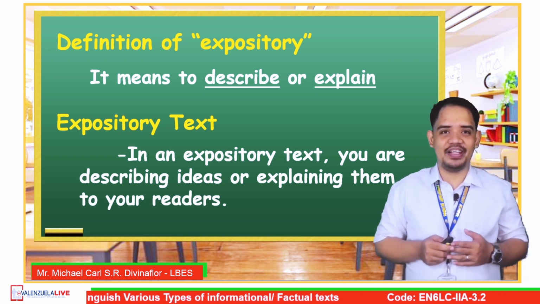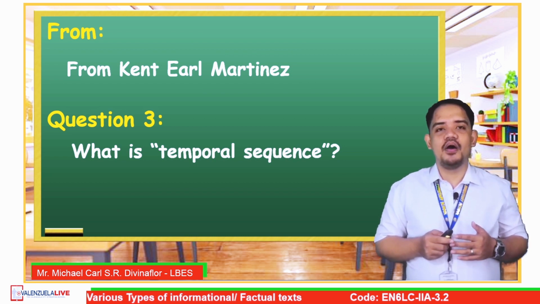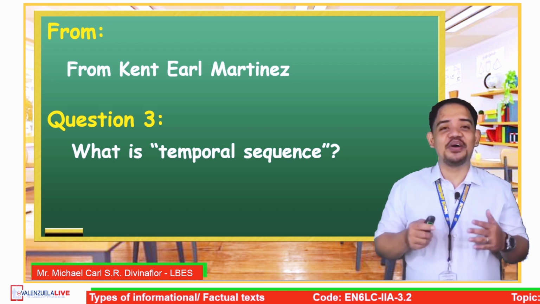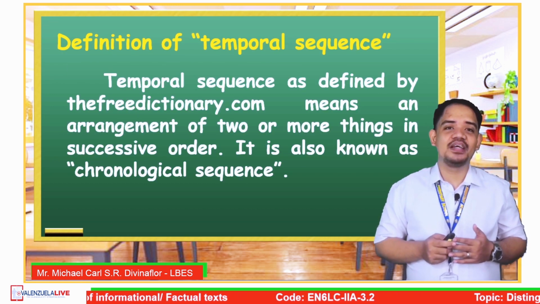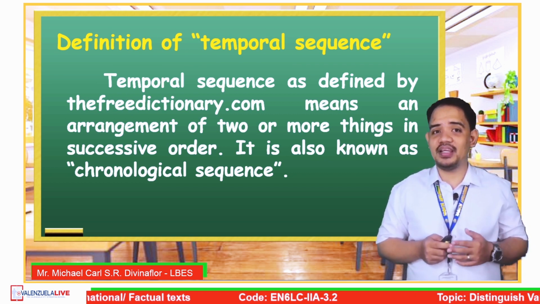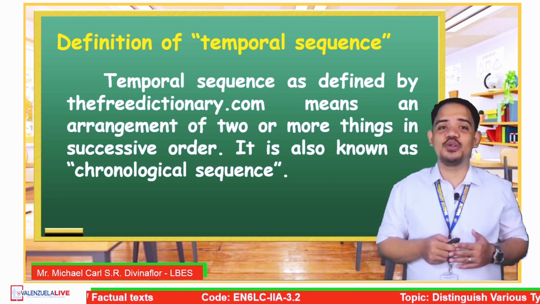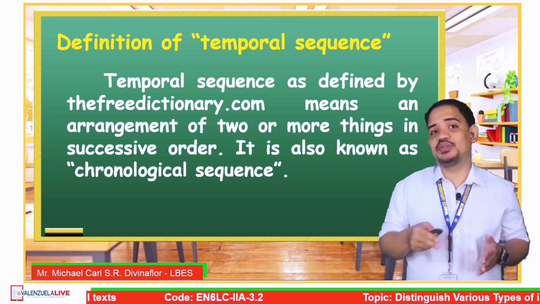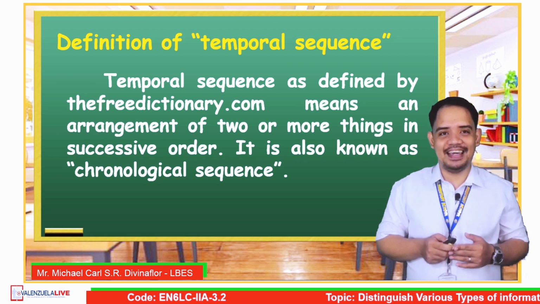Question number 3 from Kent Earl Martinez. What is temporal sequence? Okay, very good. Now, temporal sequence as defined by freedictionary.com means an arrangement of two or more things in successive order. It is also known as chronological sequence. So, it is a succession or the arrangement of sequences. Thank you for your question, Kent.